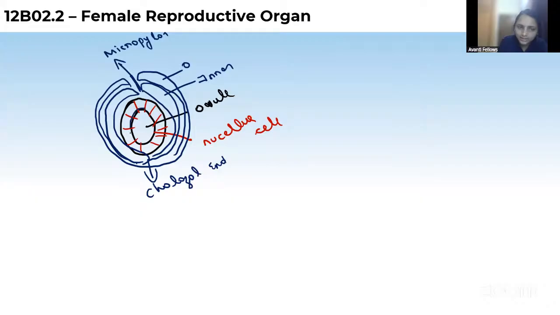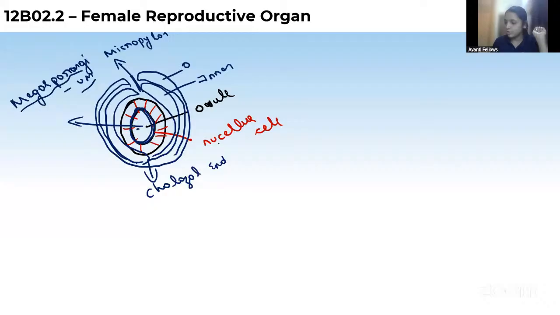Inside the ovary, the tissue that is there, we are going to call as the megasporangium. There we called it microsporangium, right? So here we are going to call it megasporangium. Did you understand this?